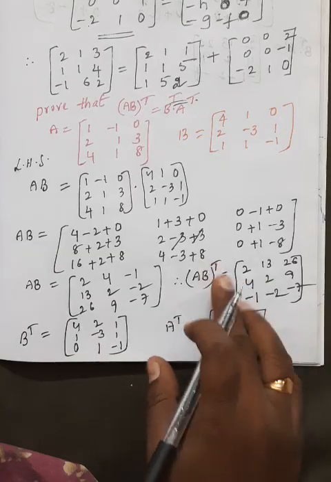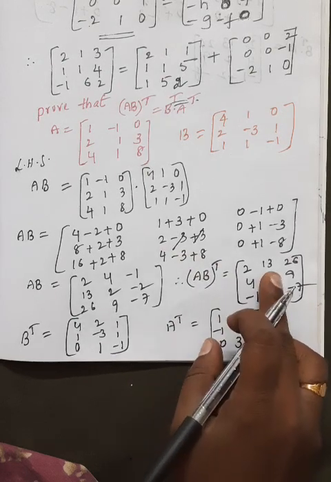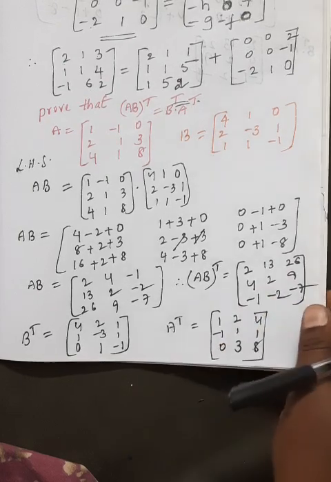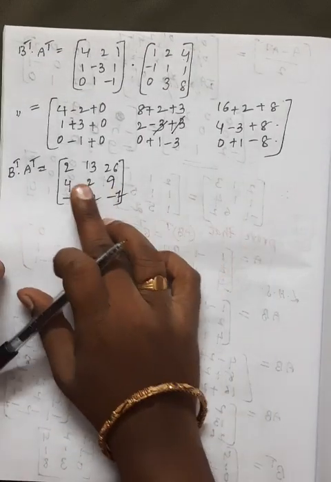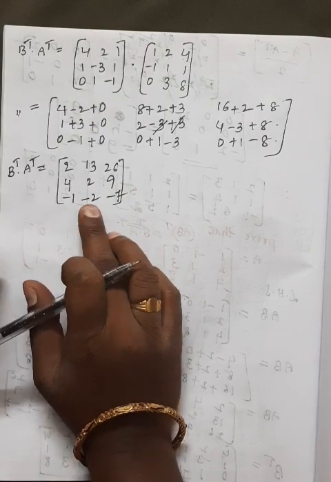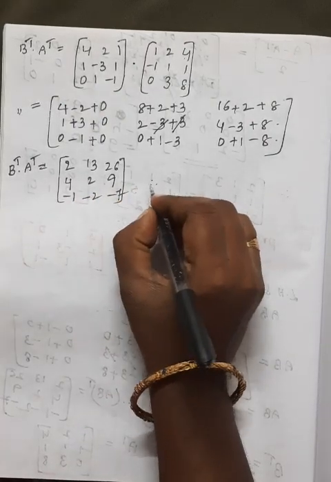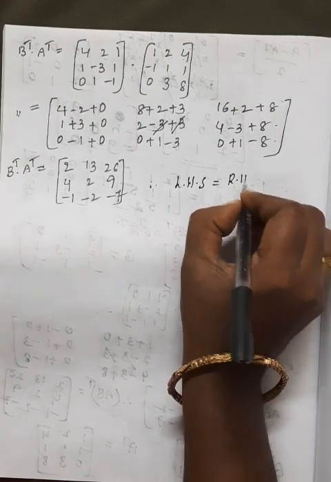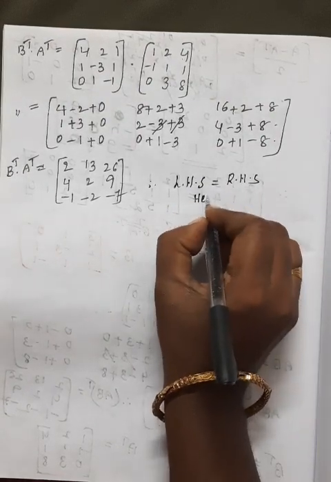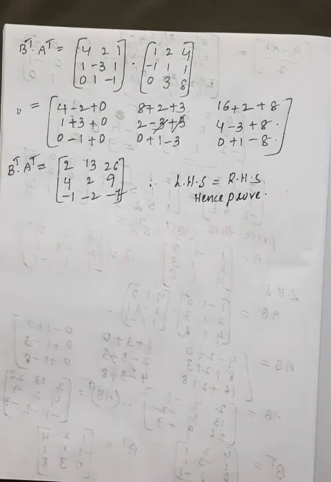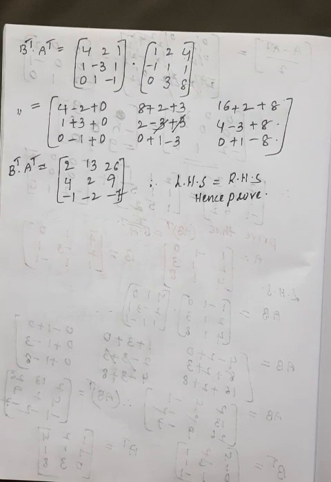So here our LHS answer is 2, 13, 26, 4, 2, 9, minus 1, minus 2, minus 7. Our RHS answer is similar to LHS: 2, 13, 26, 4, 2, 9, minus 1, minus 2, minus 7. Therefore LHS is equal to RHS. Hence proved. Like this you have to prove all the proofs related to properties of transposes.